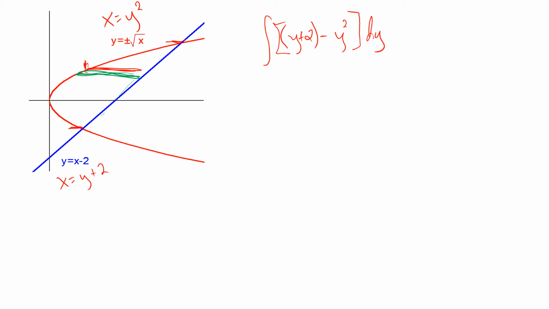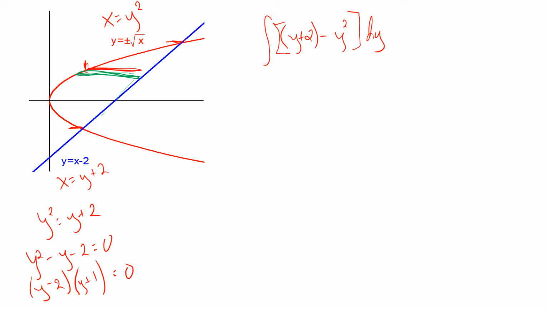We would find them the same way, just set them equal to each other. y squared equals y plus 2. Subtract over: y squared minus y minus 2 equals 0. Factor. We have y minus 2, y plus 1, which means that y could equal 2 or negative 1. There we go. And then we can solve it.